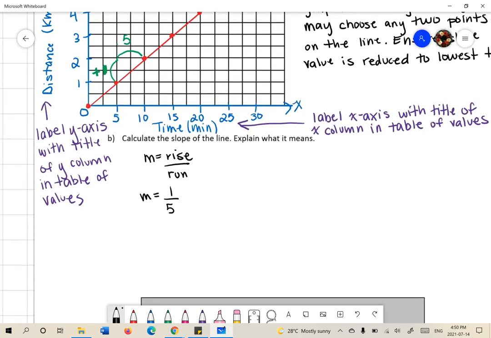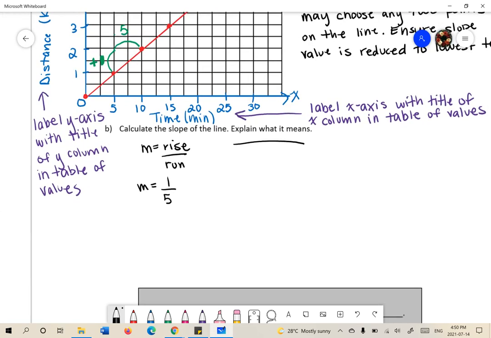Now it's asking us to explain what our slope means. Well, we're rising 1 kilometer and we are running 5 minutes. This means that Sarah runs 1 kilometer every 5 minutes.